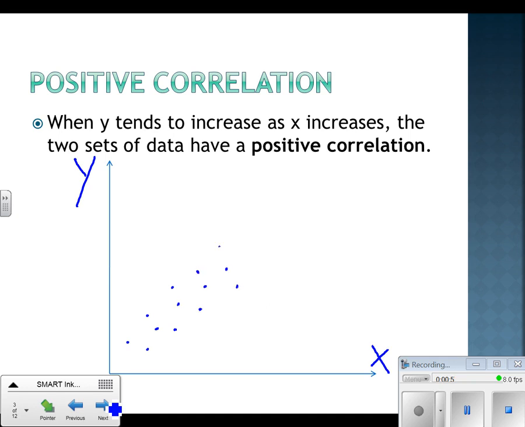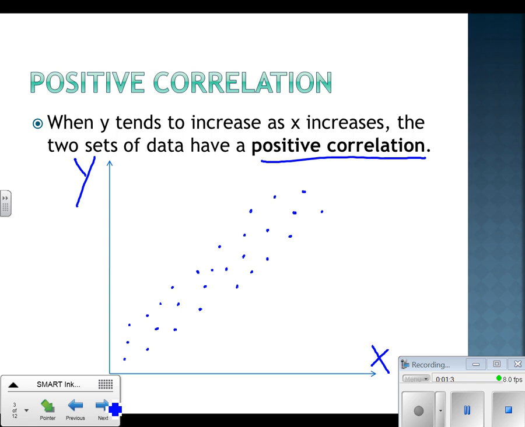Once again, the points are going to be scattered. There's no straight line. There's no perfect image you're seeing. You're just going to have points scattered. But in a positive correlation, the data, when you graph these points, is going to be going upward from left to right. So once again, this is a positive correlation. As x increases, y also increases. Your points would look something like this.